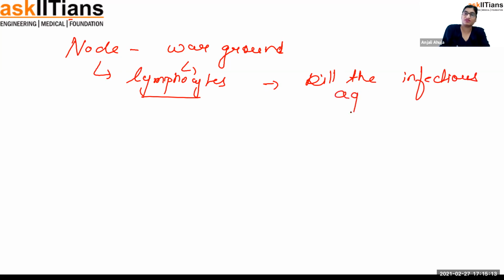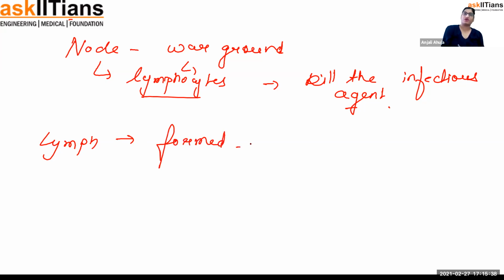Now the whole story should be very clear in your mind. The lymphatic system has lymphatic vessels, lymphatic capillaries, nodes, and organs. A node is the place which is a war ground where so many lymphocytes are present. You know how lymph is formed? Lymph is formed by filtration of capillaries.